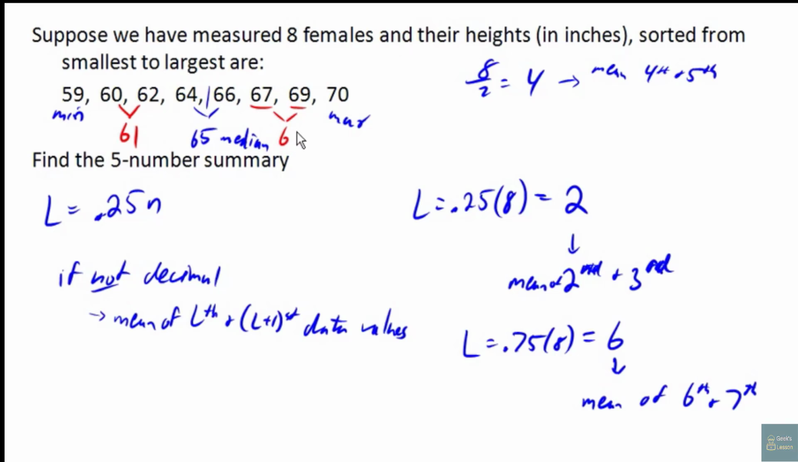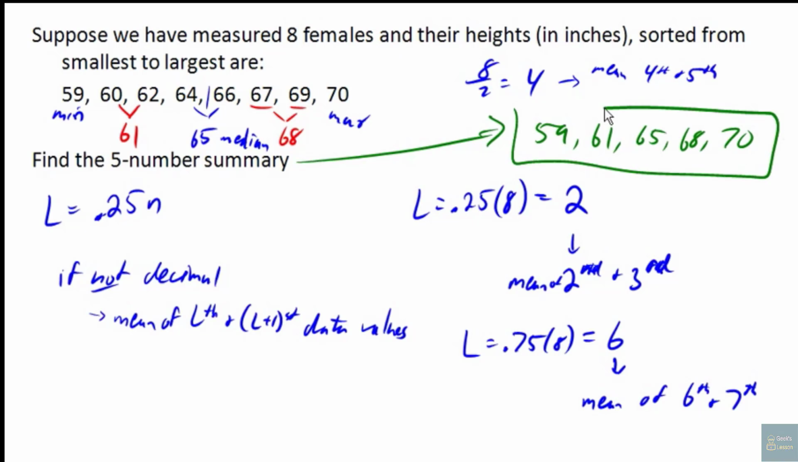So our 5-number summary here would be 59, that's the minimum. 61 is quartile 1, 65 is the median, 68 is quartile 3, and 70 is the maximum. And that's the 5-number summary for that data.